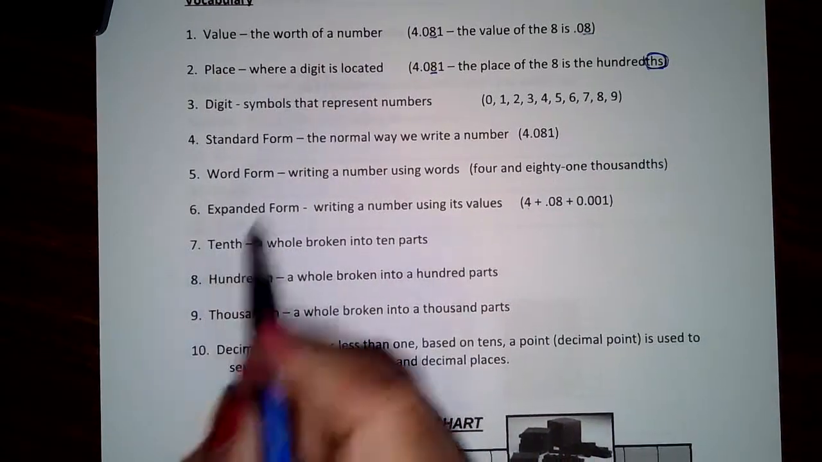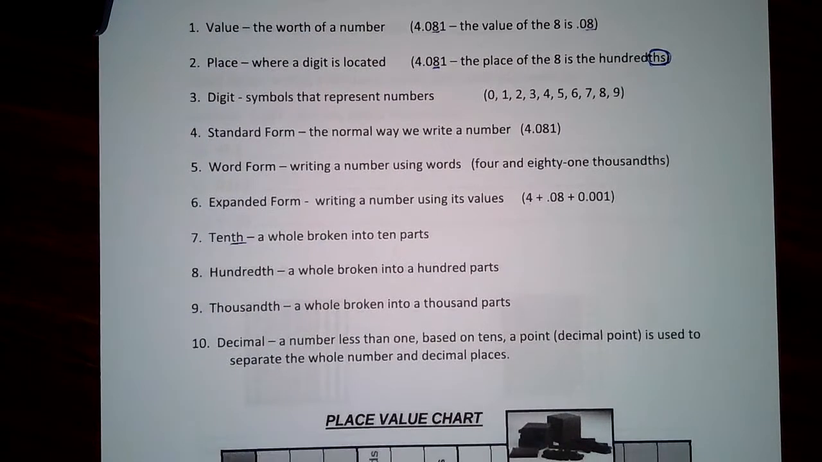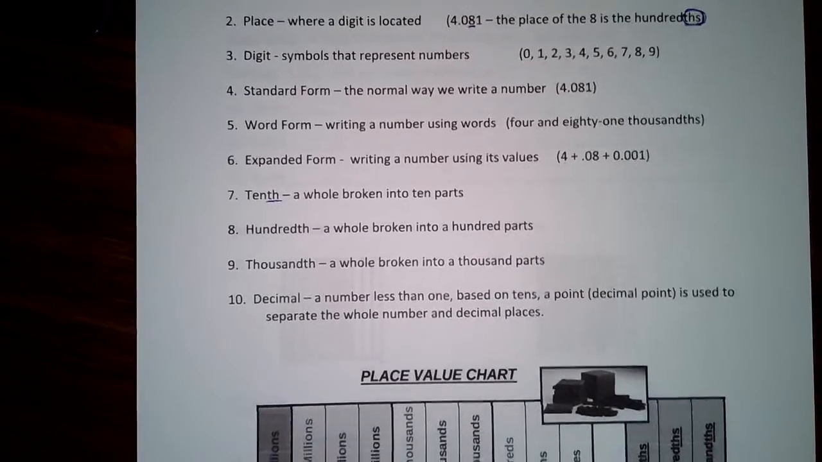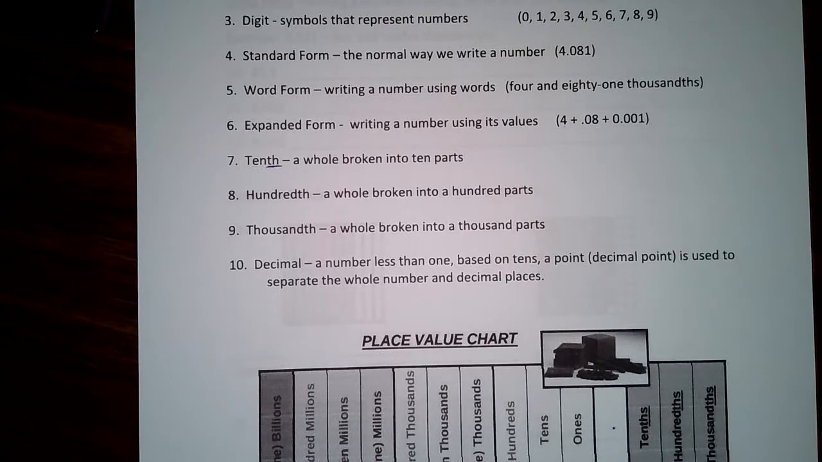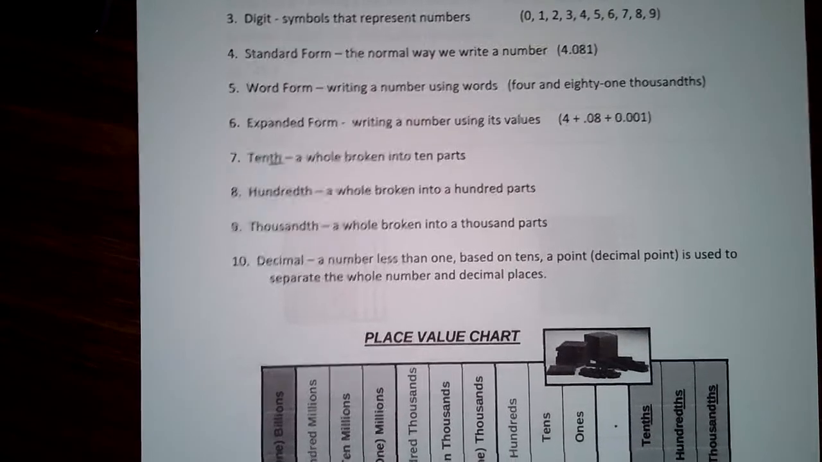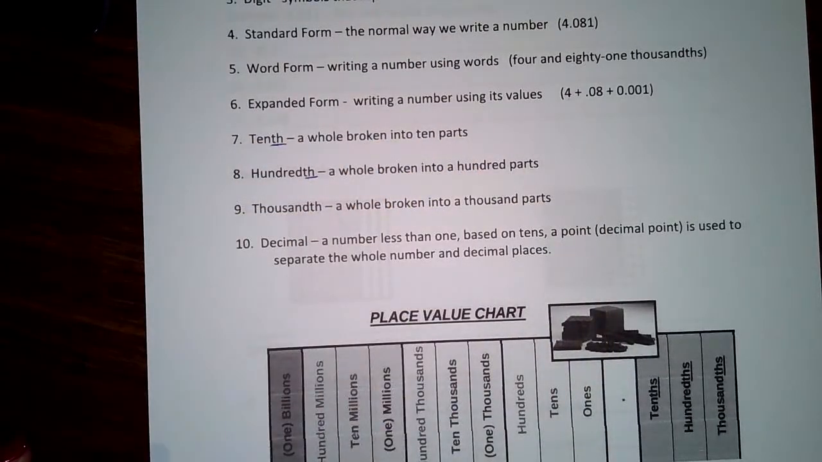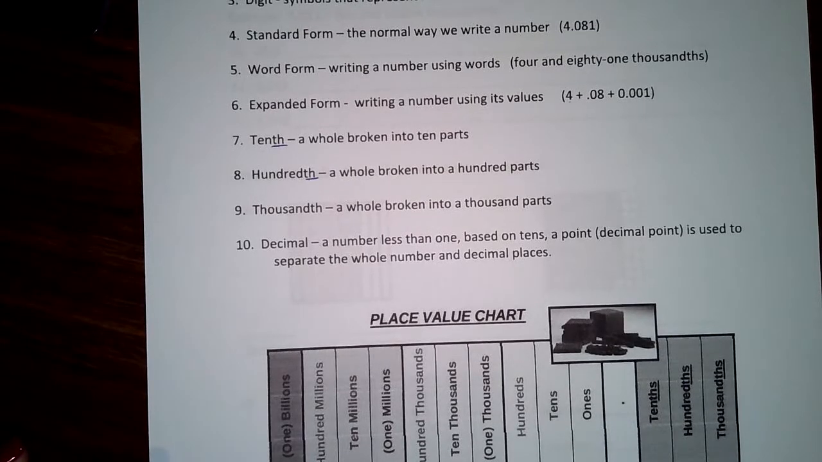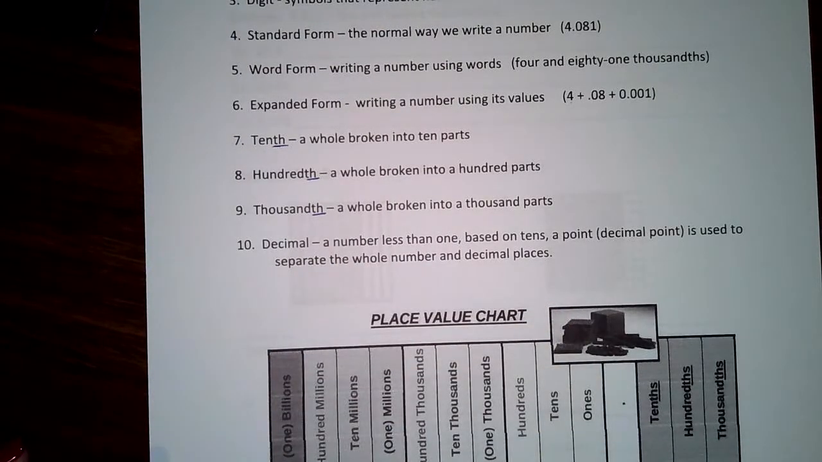Tenth is a whole broken into 10 parts. So that's whenever you have, let's say, an apple and you break it up into 10 equal pieces, 10 equal parts. Hundredths is broken into 100 equal parts. Thousandths are broken into 1,000 equal parts. And a decimal is a number that is less than 1 based on 10.